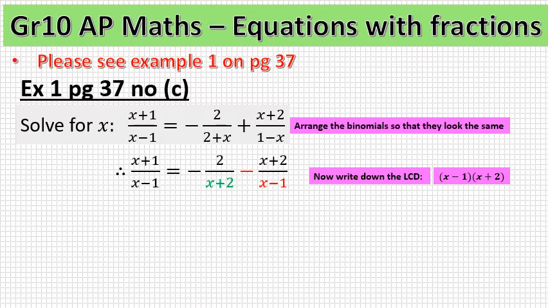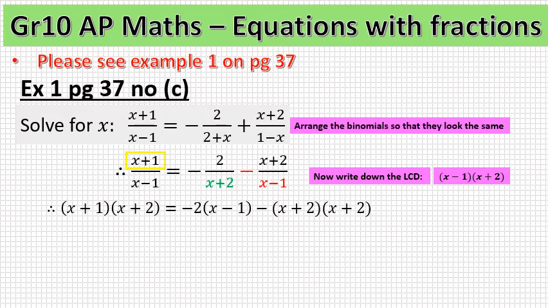Now we do exactly as we've done in grade, I think probably 8, 9, and 10 equations. We multiply the numerators in this equation with what's missing from the denominator. So this first numerator, x plus 1, has a denominator of x minus 1. Therefore, the part of the LCD that it requires is the x plus 2. Hence, that x plus 1 has been multiplied by the bracket x plus 2.